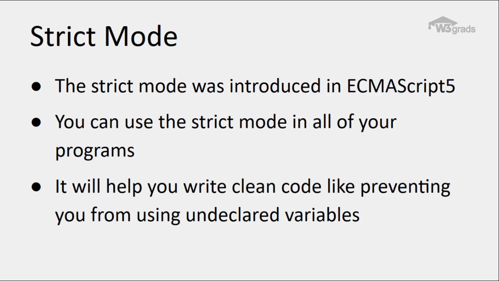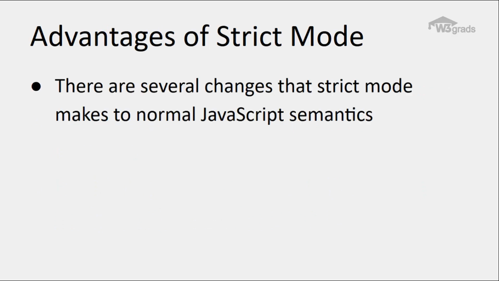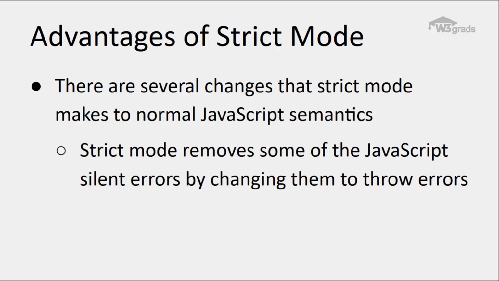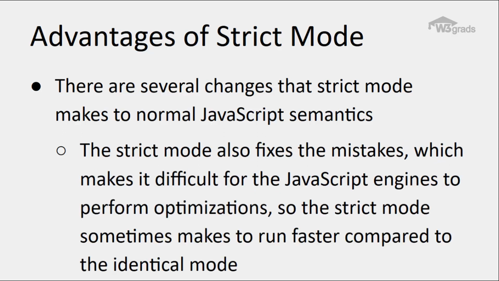Let's take a look at some of the advantages of using strict mode. There are several changes that strict mode makes to normal JavaScript semantics. Strict mode prohibits some syntaxes which are likely to be defined in future versions of ECMAScript. Strict mode removes some JavaScript silent errors by changing them to throw errors. Strict mode also fixes mistakes that make it difficult for JavaScript engines to perform optimizations, so strict mode code sometimes runs faster than identical code in normal mode.